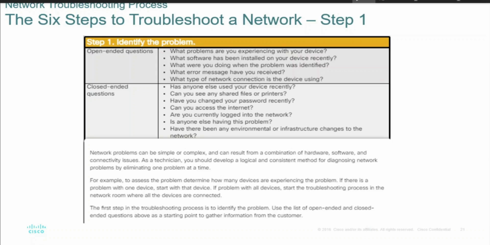Let's take the first step, identify the problem. Now, there can be multiple problems in a network. So the first thing you need to do is identify what the problem is. What are the questions you need to ask while you identify the problem? What problems are you experiencing with your device? Whether it is a connectivity issue, a loose cable issue, or the light not blinking on your cable NIC card. Check all these connectivity issues. Second question, what software has been installed on your device recently? The third question is, what were you doing when the problem was identified?